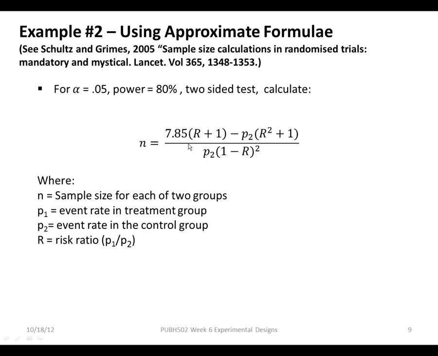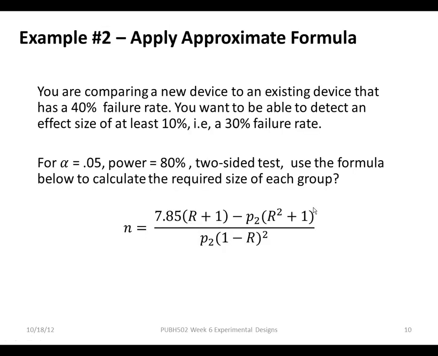And it uses a constant here, in this case it's 7.85, and that 7.85 is determined by using alpha of 0.05 and power of 80%. If you want to change alpha or change your power, you're going to end up with a different constant right here. So let's try another example with these rules of thumb.